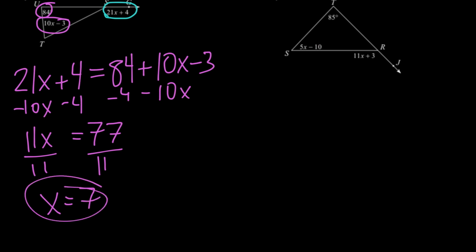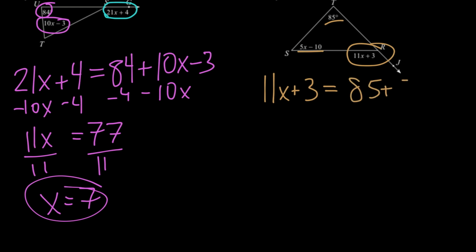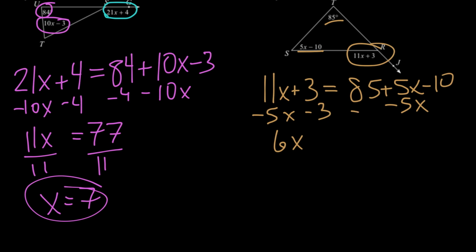Similar setup over here on the right. I have an exterior angle. I know that 11x plus 3 is equal to the two interior angles that it does not touch added together. So 11x plus 3 equals 85 plus 5x minus 10. Once we are here again, it turns into combine my x's, get them on one side, and combine my numbers, get them on the other side.